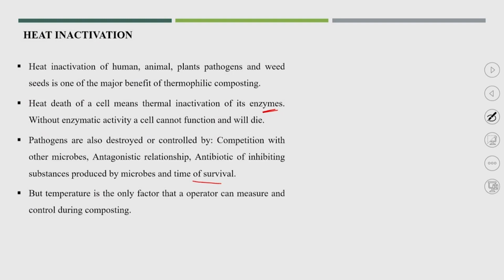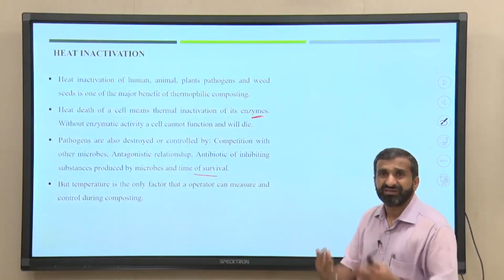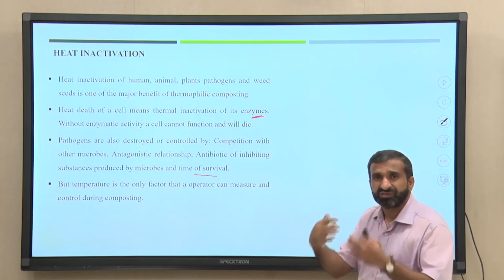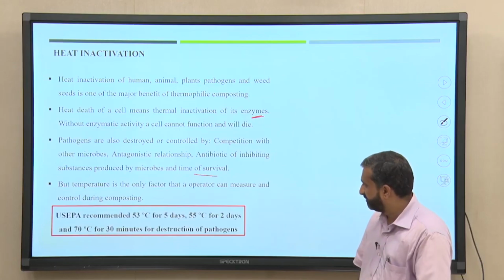But temperature is the only factor that we can measure and control during the composting. Other parameters are difficult to manage in the composting process, but the temperature is with us. How best we can mix, how best we can aerate the organic matter, so that thermophilic temperature could be produced or allowed into that particular mass.